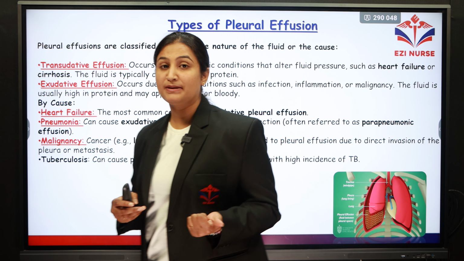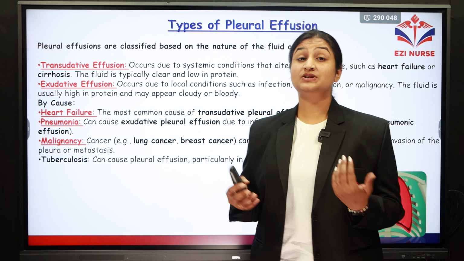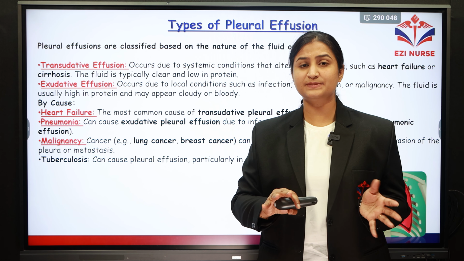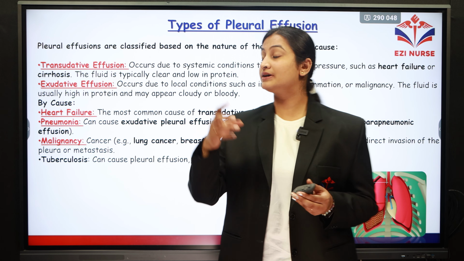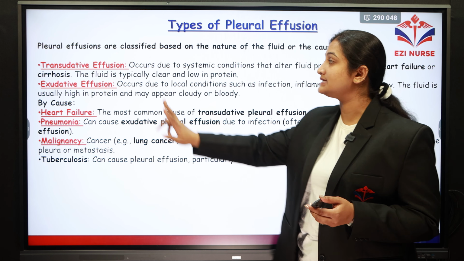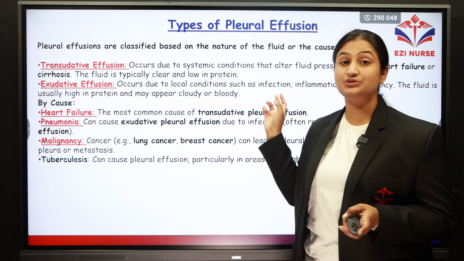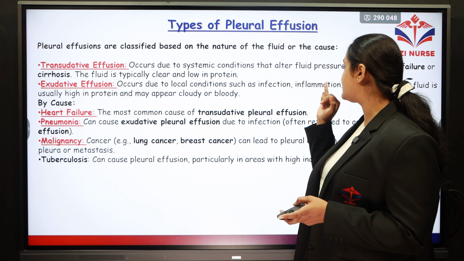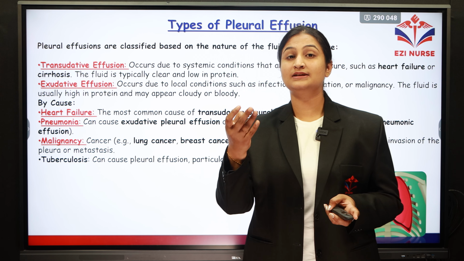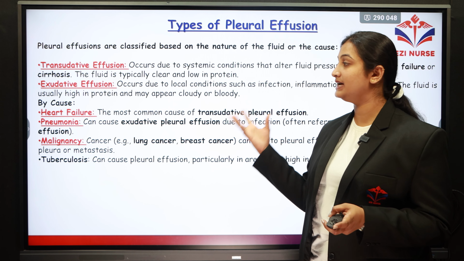Remember, rather than asking you the types, they can ask you the differentiation between transudative effusion and exudative effusion. So this is the difference. Transudative effusion is mainly due to systemic conditions, whereas exudative effusion is due to local conditions. Transudative effusion occurs due to alteration in the fluid present, whereas exudative is due to infections, inflammation, as well as malignancy. Here you can see it is clear with low protein, but in exudative you can see high protein, and it will be cloudy and bloody.